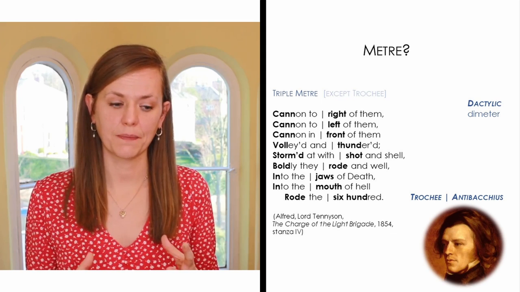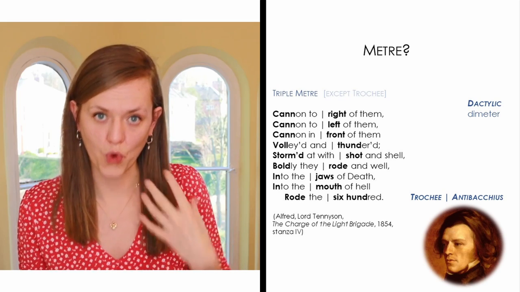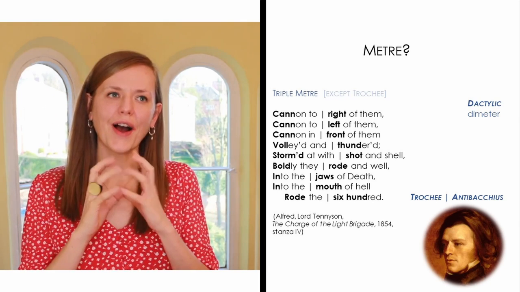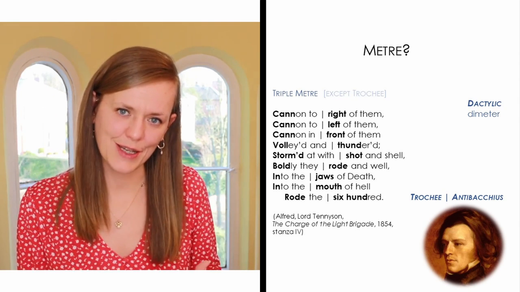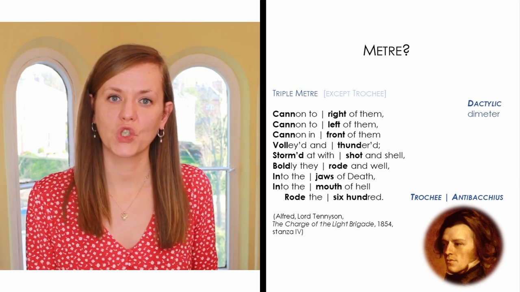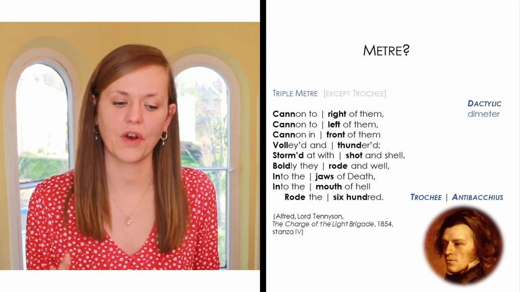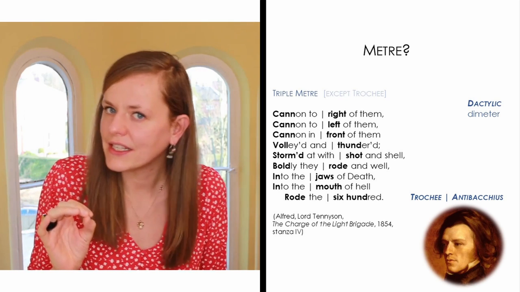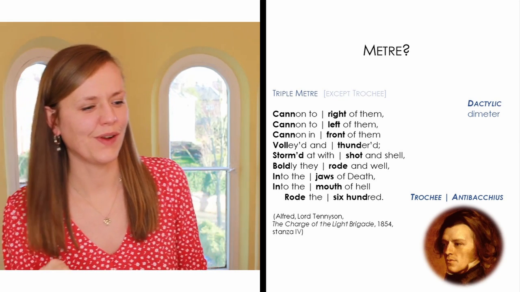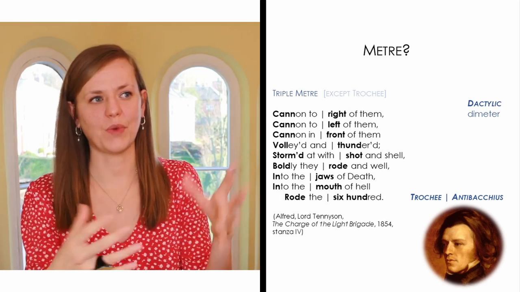And so I think that it's trochaic because it's rode the 600. So I interpret it that way, but you might interpret that final line differently. But the point is that the rhythm changes. However it is that you read it, the rhythm changes. It is unsettled in the final line, and this shows the kind of unease or the upset, or that something is not quite right with these 600 riding in to the valley of death.